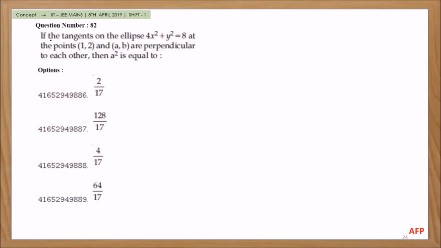Next problem. If the tangents on the ellipse at the point (1, 2) and (a, b) are perpendicular to each other, then a square you have to find. Ellipse equation you will write. To find the tangent on the ellipse, x square will be replaced by x1 and y square will be replaced by y1. When you replace this in the general equation of the ellipse, it will be the tangent at the point x1 y1. Okay, so now for the ellipse it is equal to 8.